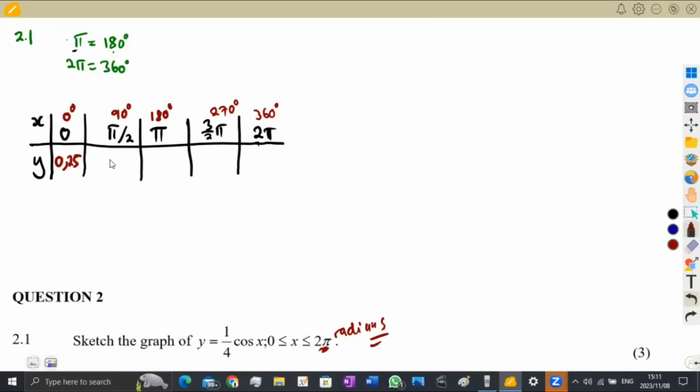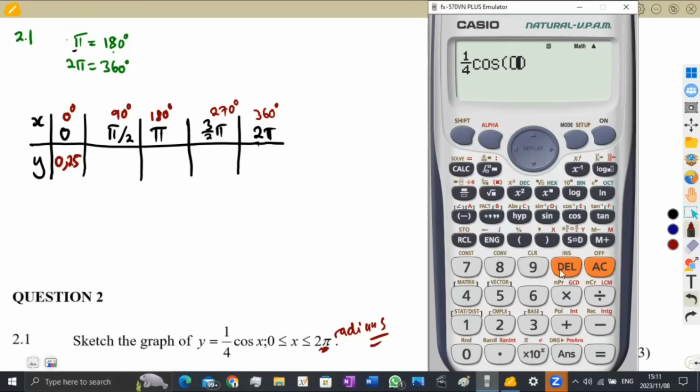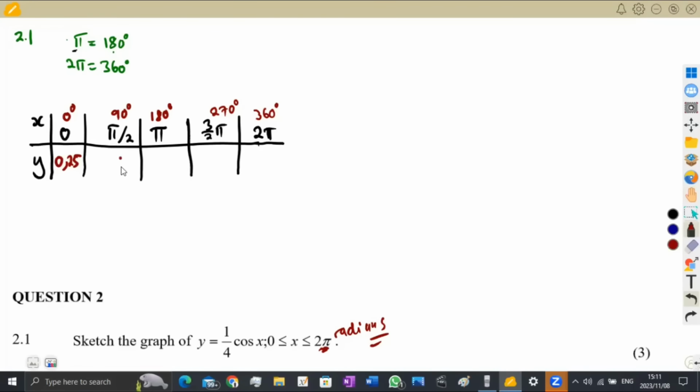All right, then we move on to pi/2, which is in radians. So we are going to just have here pi over 2 like this, which is going to give us a 0. All right, so that is going to give us a 0. The corresponding value that we have here is a 0.